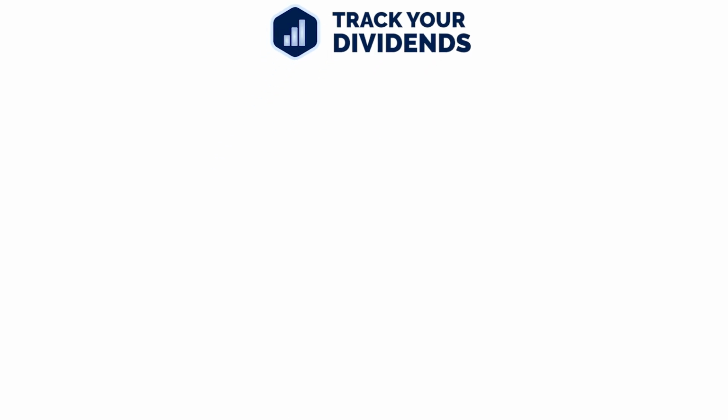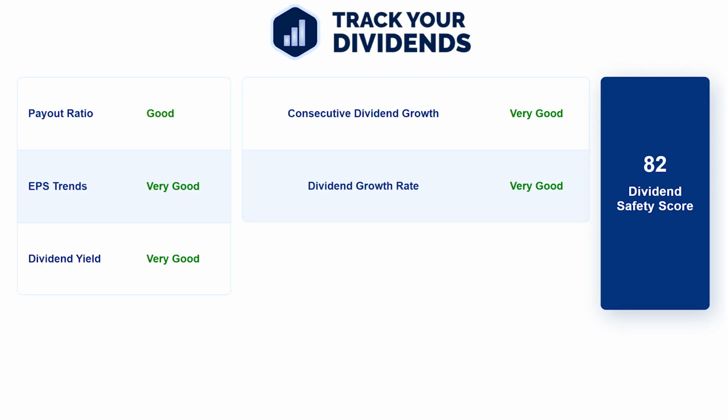And looking at TrackYourDividends.com's dividend safety score, we see that this dividend has a very good payout ratio, dividend growth, and growth rate, as well as a very good dividend yield and EPS trends. All of this combined has earned this dividend a dividend safety score of 82 out of 100, which is very, very good.